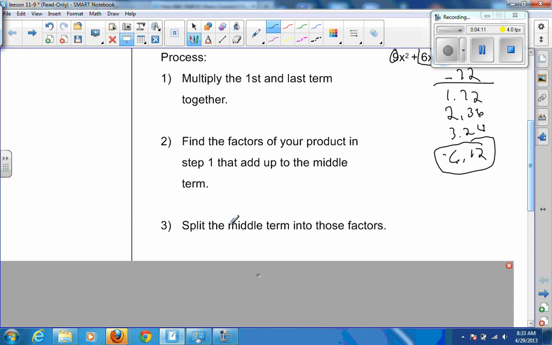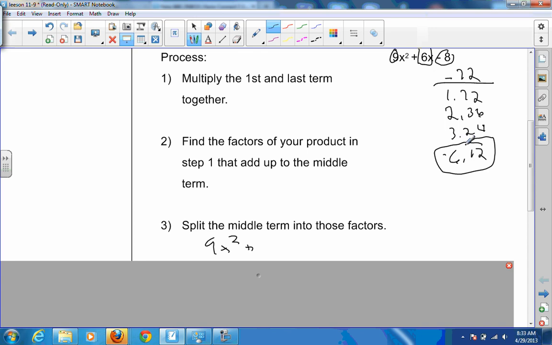We had 9x squared, so I'm going to write that 9x squared plus, and now I'm going to take this middle term here, and I'm going to split it into these two factors. So negative 6, and don't forget to attach the variable, negative 6x, and I'm going to put parentheses around it, okay? Plus, I have my other one from before, 12, and I'm going to attach the x, okay? Plus negative 8. All right, so I've split the middle term into the factors. The 6x got split into those two things, okay?